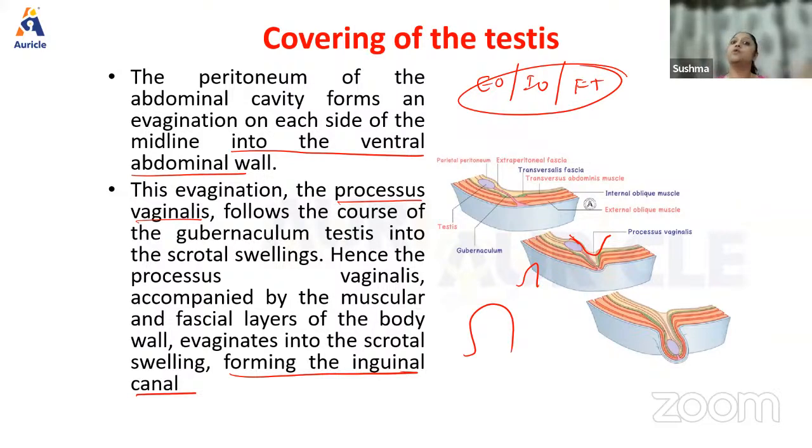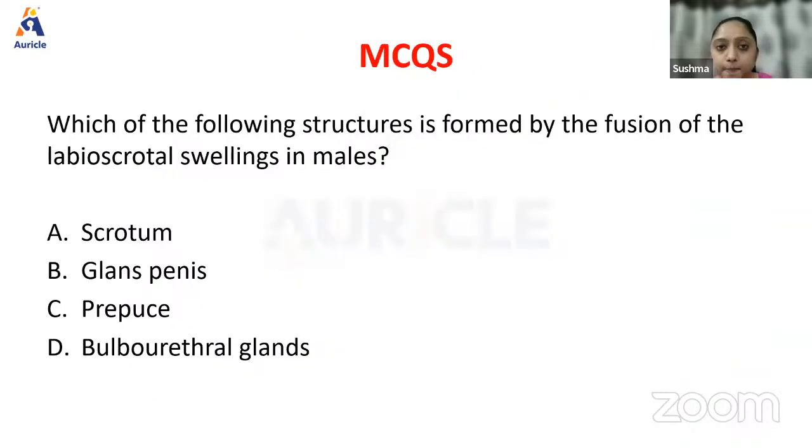Why are they forming the roof, wall, and the floor of the inguinal canal? Because developmentally, when the processus vaginalis is coming down like this, it is also bringing the structures of the body wall, and that forms the inguinal canal.